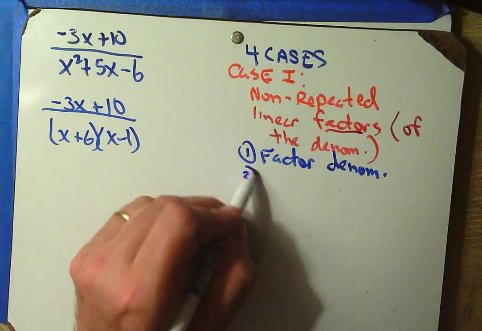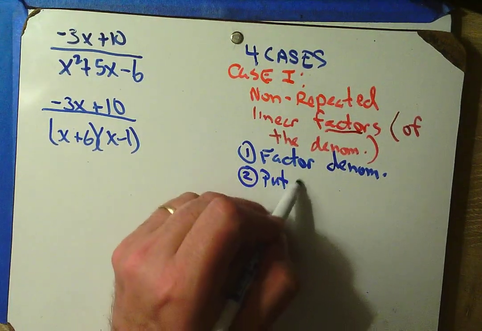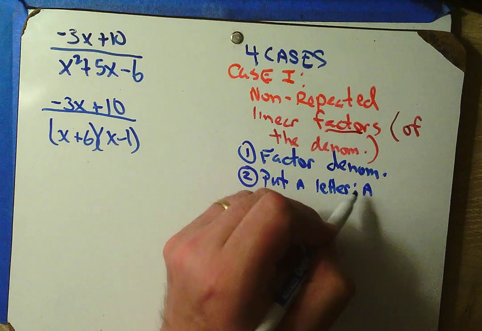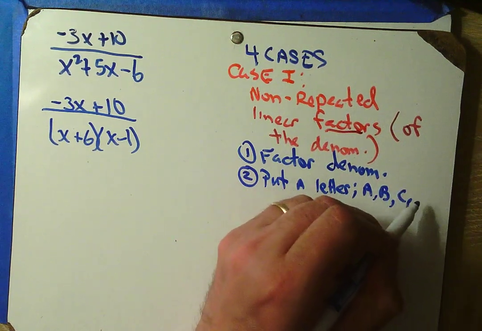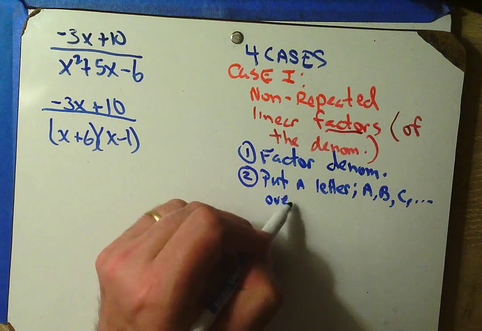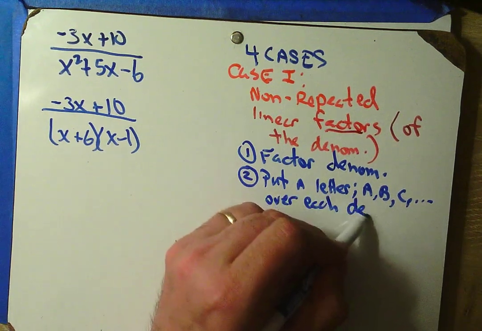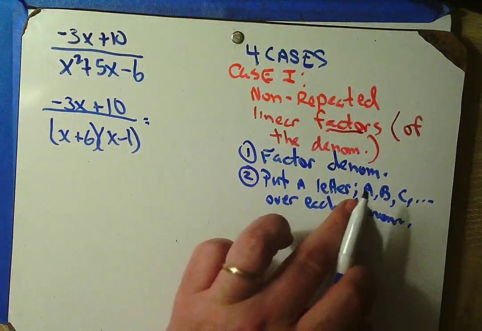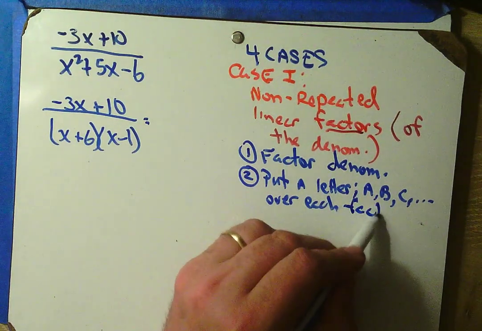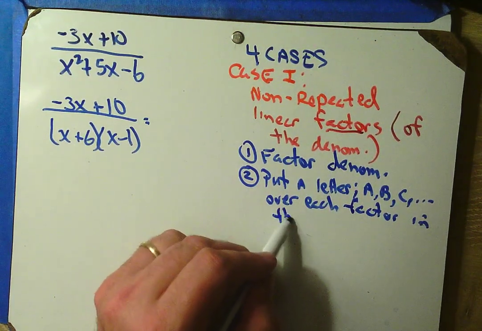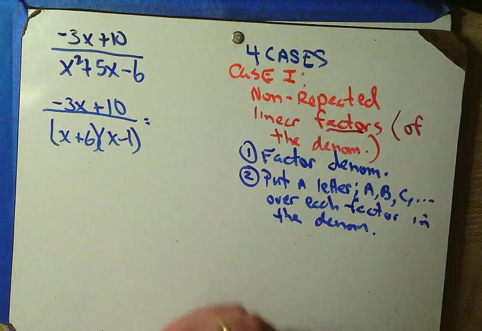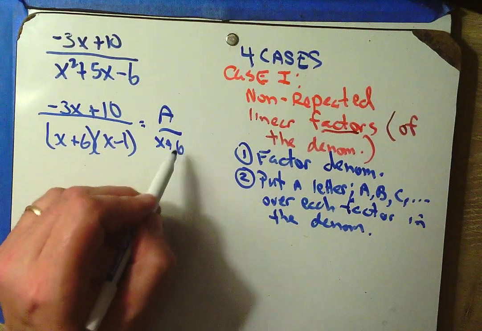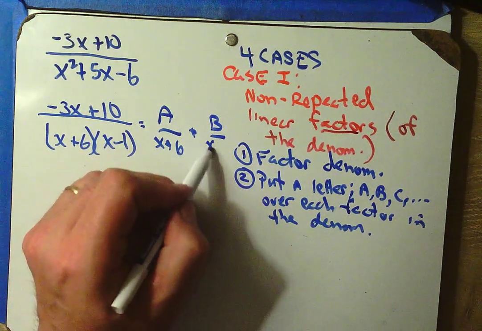Now, step 2. Put a letter A, B, C, etc., over each factor in the denominator. So I've got these two factors, and so I'm going to say this is A over x plus 6 plus B over x minus 1.